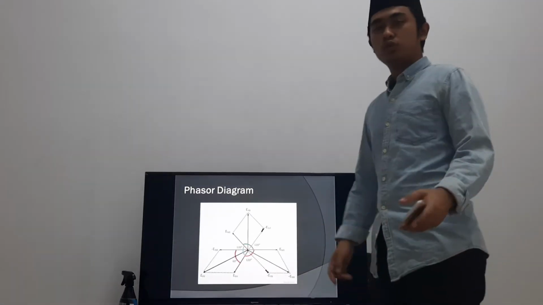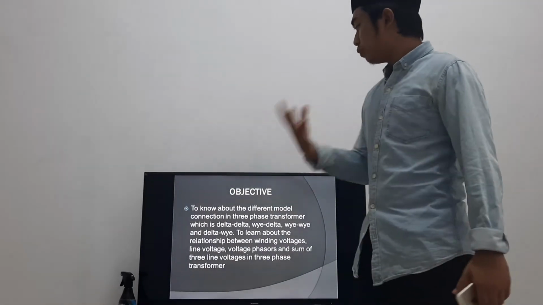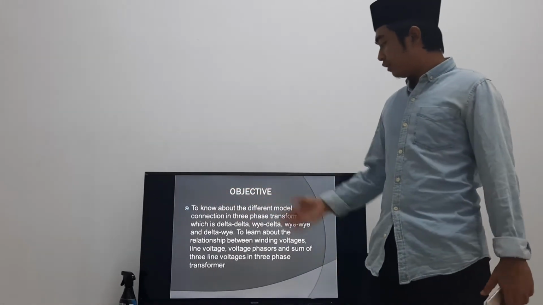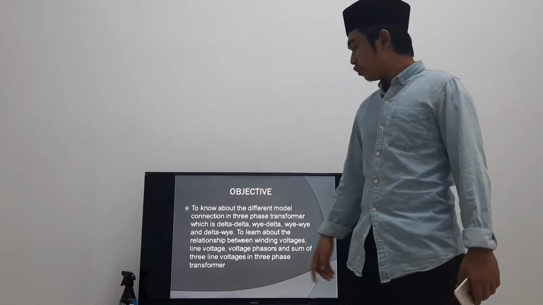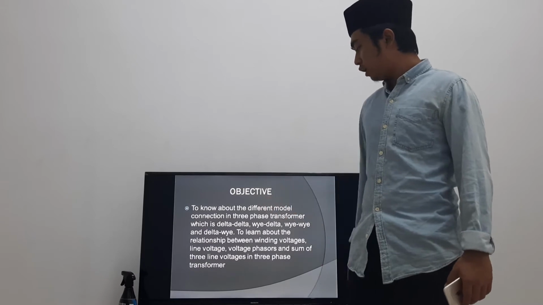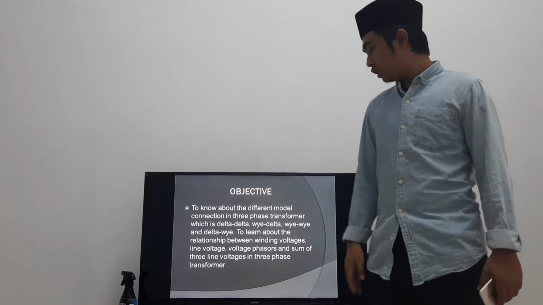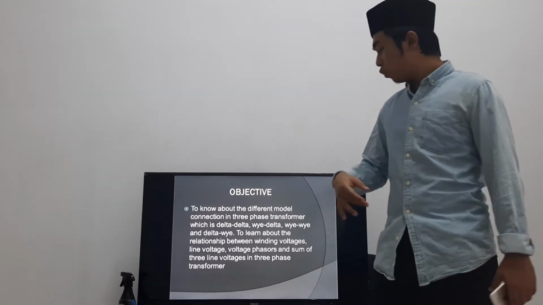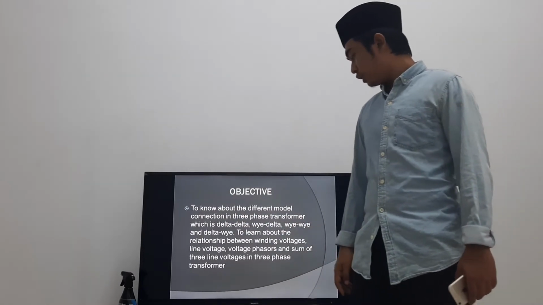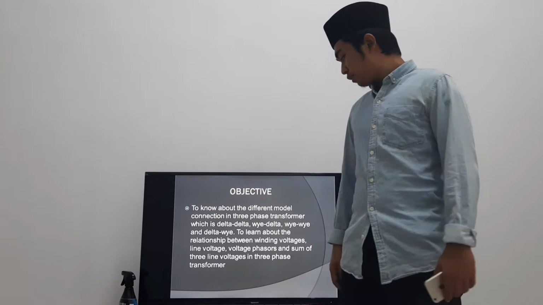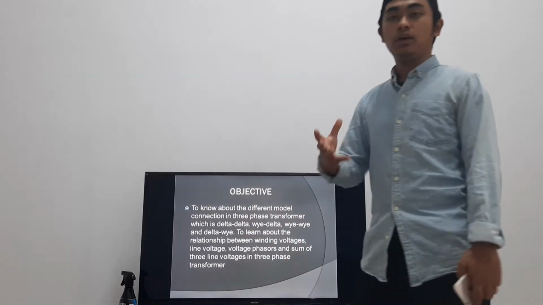So let's go to the objective of this project. This project is to know about the different connection models in three-phase transformers, which are delta-delta, Y-delta, Y-Y, and delta-Y, and to learn about the relationship between winding voltage, line voltage, voltage phasor, and sum of three line voltages in three-phase transformers. So that is the objective.